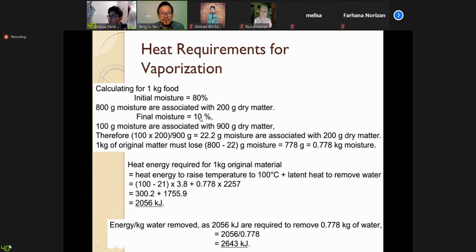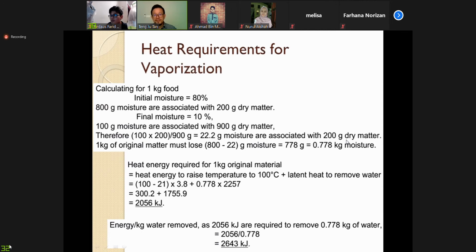So you want to know how many grams of moisture are associated with 200 grams of dry matter at 10%. You just do this simple equation, and you will get 22.2 grams of moisture associated with 200 grams of dry matter.